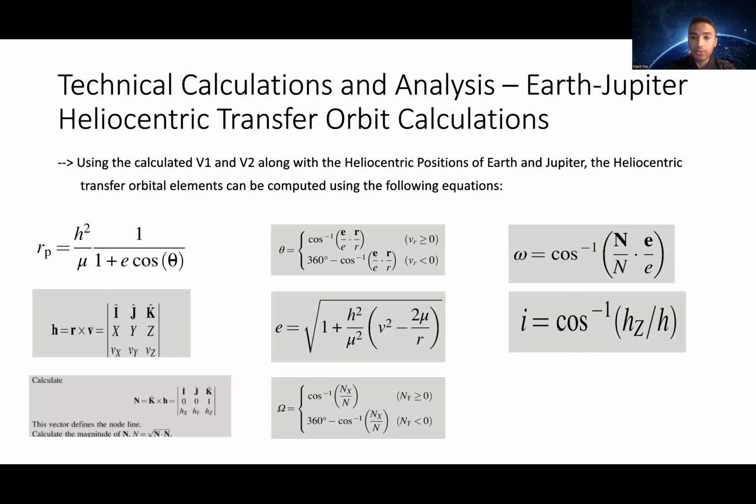Once we obtain those velocities, we can then find the orbital elements for our trajectory itself, and we can plug all those previous equations into the equations you see below. Next slide.